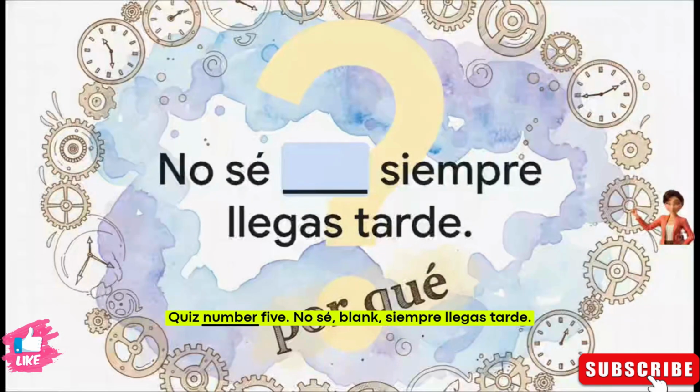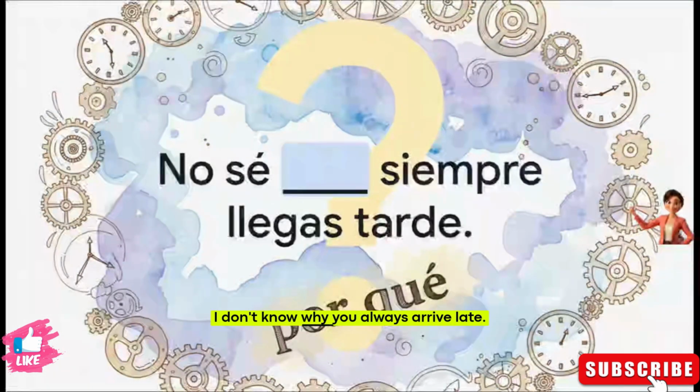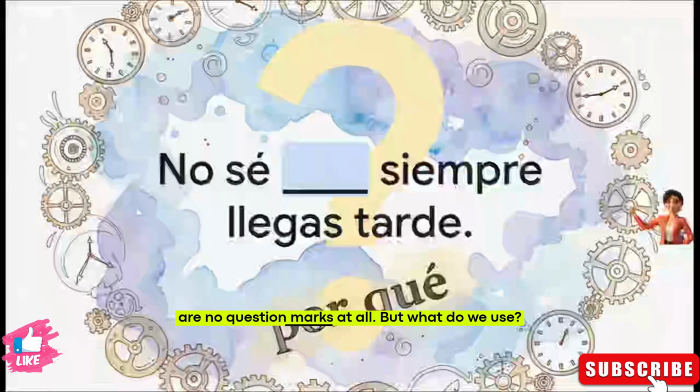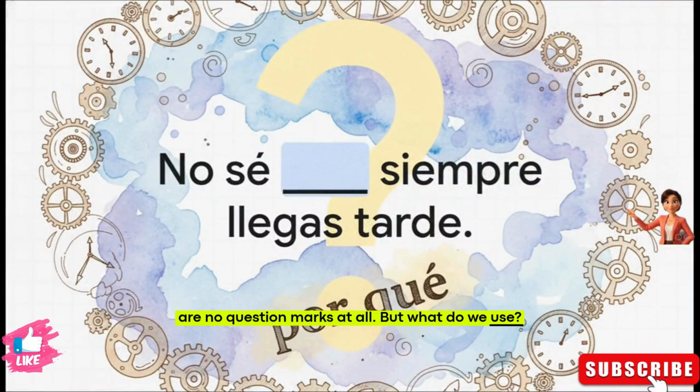And finally, quiz number 5. No sé, blank, siempre llegas tarde. I don't know why you always arrive late. Now, what's really interesting about this slide is there are no question marks at all. But what do we use? It's por qué again, separated with an accent because it is an indirect question.